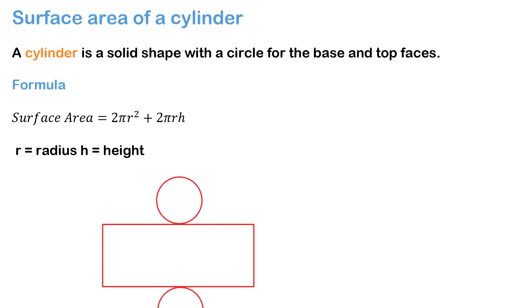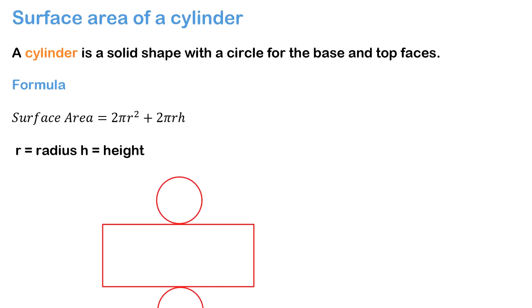In this video, we're looking at the surface area of a cylinder. So a cylinder is a solid shape with a circle for the base and top faces. And we're given a formula to help solve this. The formula is 2 pi r squared plus 2 pi r h.